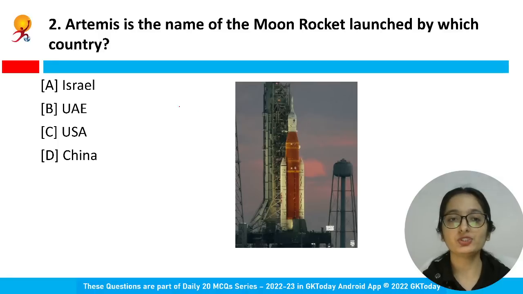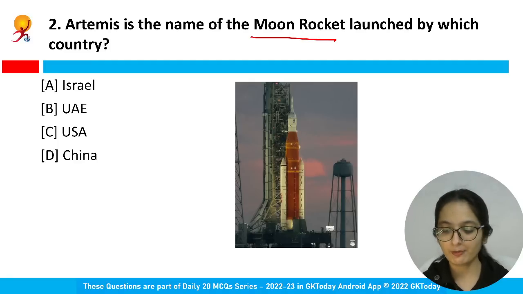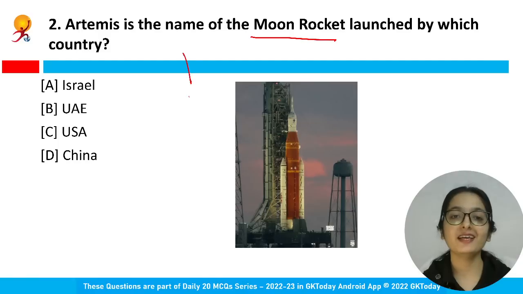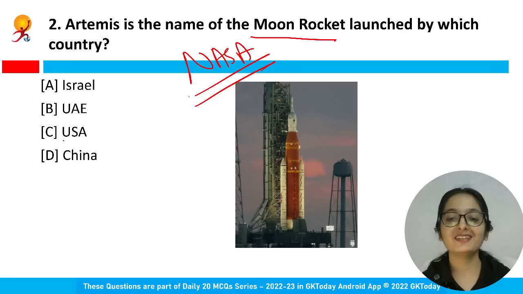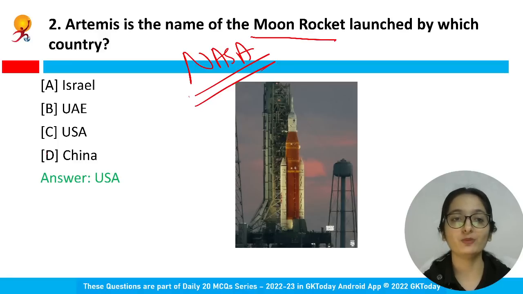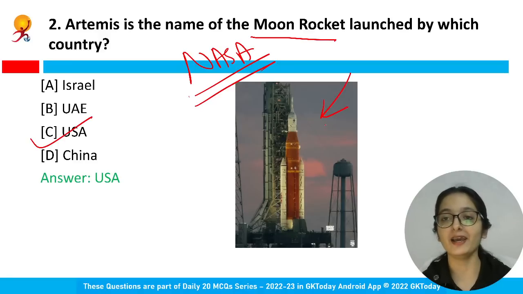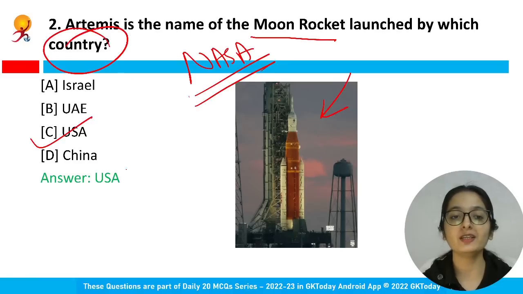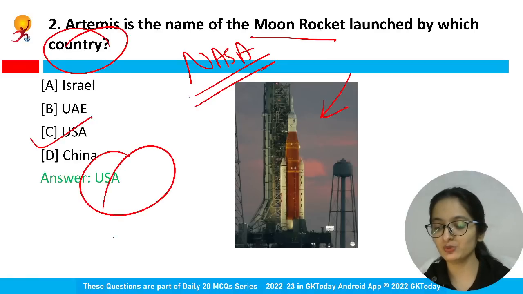Okay. Next question: Artemis is the name of the moon rocket launched by which country? A recently launched mission by, if I say NASA, then the answer is very easy for you. The right answer is USA, option C. So Artemis is the name of the moon rocket. It is launched by which country? USA. Please do remember that.